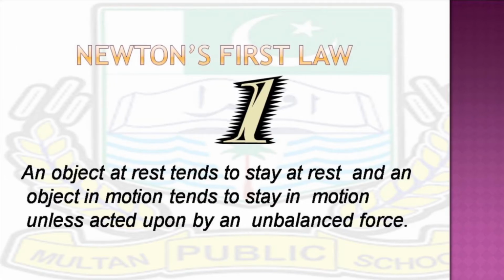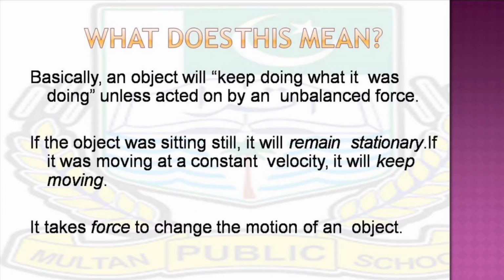According to the first law, an object at rest tends to stay at rest, and an object in motion tends to stay in motion unless acted upon by an unbalanced force. What does this mean? Basically, an object will keep doing what it was doing unless acted on by an unbalanced force. If the object was sitting still, it will remain stationary, and if it was moving at a constant velocity, it will keep moving. So it takes force to change the motion of an object.